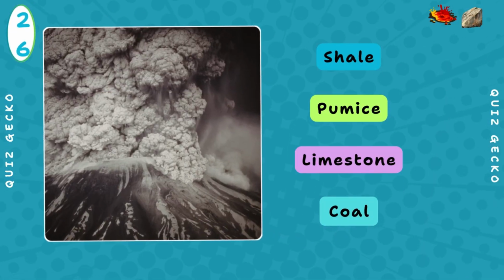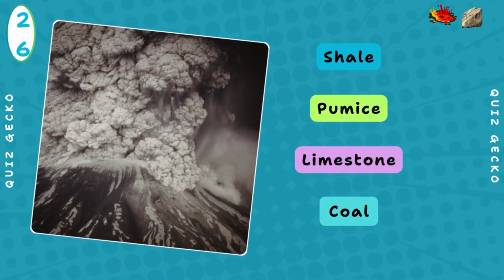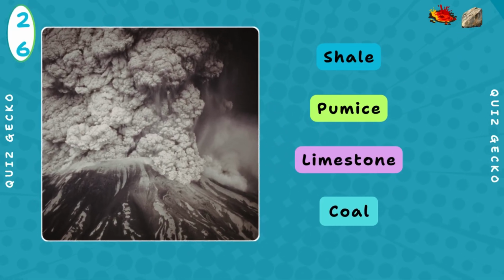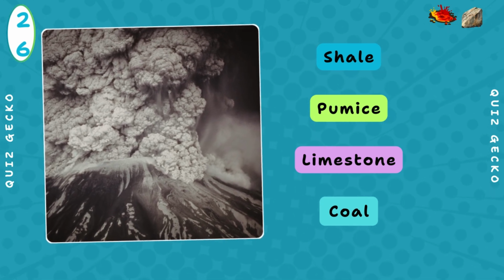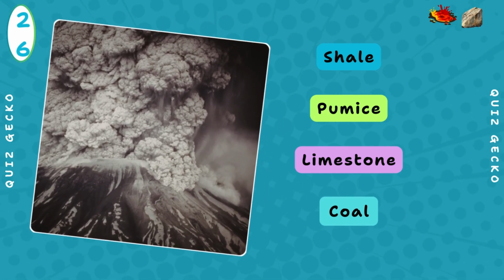Which type of rock is often formed from volcanic ash and has a vesicular texture, meaning it is full of tiny holes or air pockets created by trapped gas bubbles? Shale, pumice, limestone, coal.